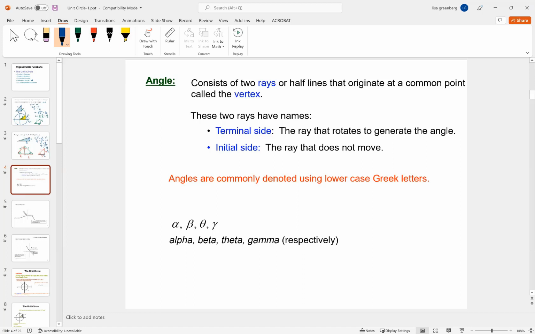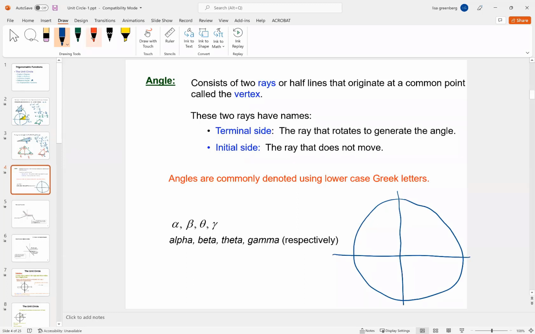An angle consists of two rays or half lines that originate at a common point called the vertex. So for example, if I were to talk about my unit circle again, and I drew, I'm going to start here at what I'll call the origin, and that's a ray. And you can even say where I started from was a ray. There's my two rays. Okay, they started at a common vertex.